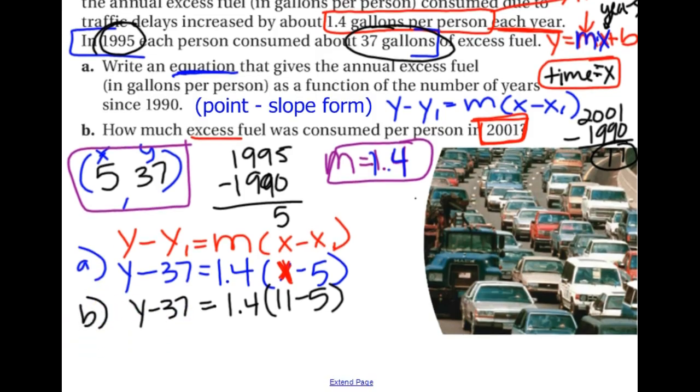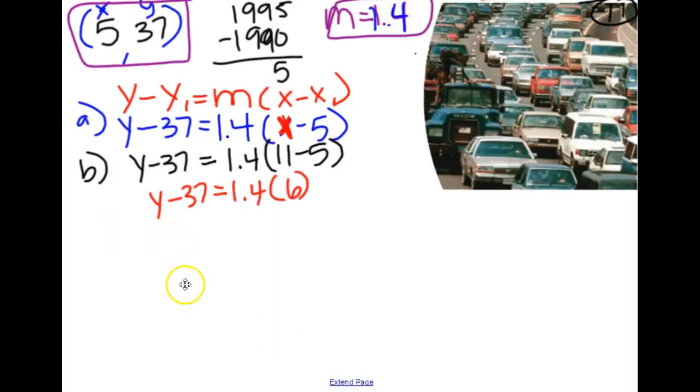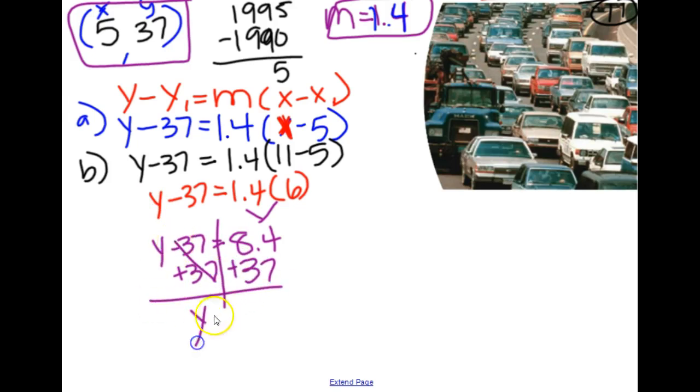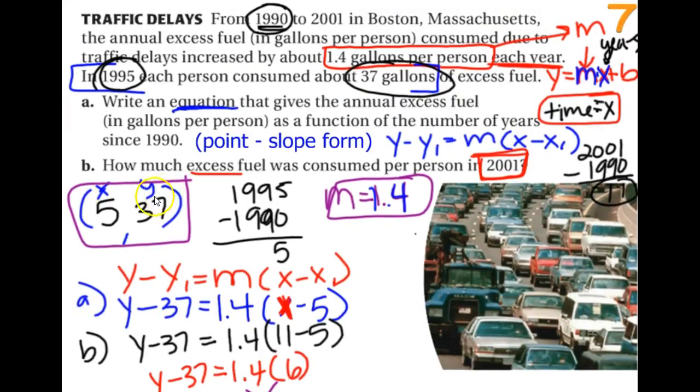And this is part B. So let's actually solve this. 11 minus 5 is 6. So we have 1.4 times 6. So 1.4 times 6 gives us 8.4. And then all we have to do is add 37 to both sides to get y by itself. So y would be 37 plus 8.4, which gives us 45.4. And y, if we look back up here, y was our number of gallons.